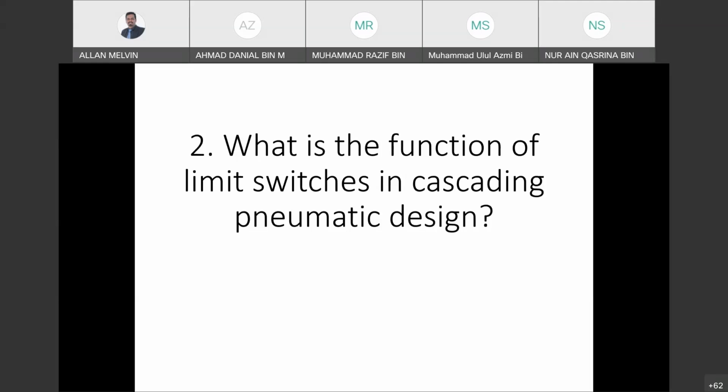Okay, so limit switches are practically like your distance rule. When your cylinder is extended and hits the limit switch, which can be either magnetic, electrical or mechanical, usually mechanical because you are using a roller. Once it hits the limit switch, it will start another sequence. So that is the function of a limit switch.